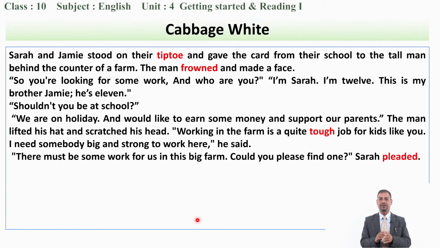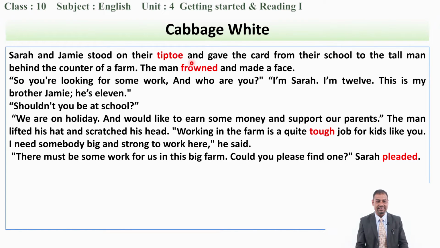Now, first of all, I want to ask you a few questions, okay? Before asking you a few questions, let's discuss the meanings of these highlighted words. Can you tell me what the highlighted words here are? Oh yes, you are right. The first highlighted word we have is tiptoe. T-I-P-T-O-E, tiptoe. So can you guess the meaning of this word?